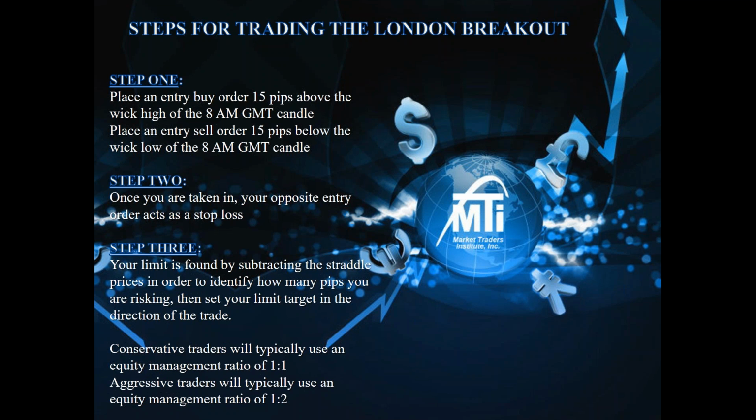So I have two lines above and below my 8 a.m. GMT candle. If I get triggered into a buy position, then the stop loss for that buy will be what would have been my sell price. If I get triggered into a sell position, though, my stop loss for that entry will be what would have been my buy price. Any questions on that?